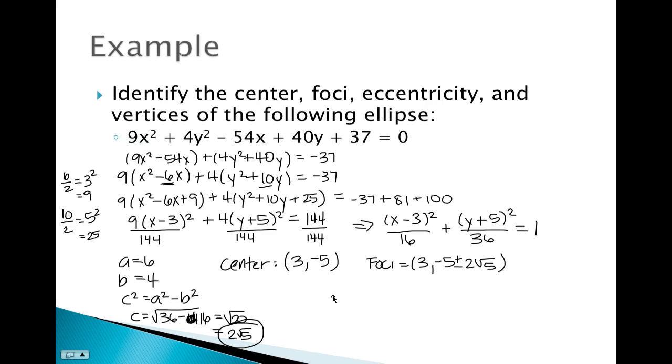Okay, so now we're going to find the eccentricity. And remember, that's just the equation e equals c over a. So we already know what c is. It's 2 square root of 5. We know a is 6. So our eccentricity is going to be 2 square root 5 over 6, which reduces down to the square root of 5 over 3.